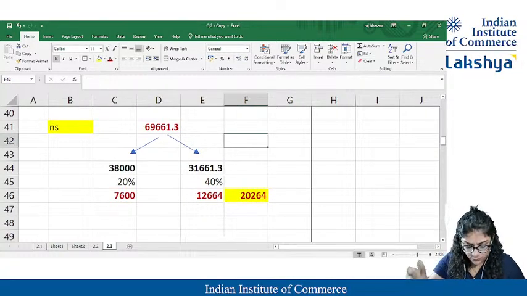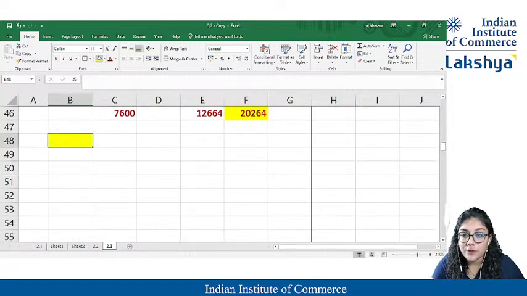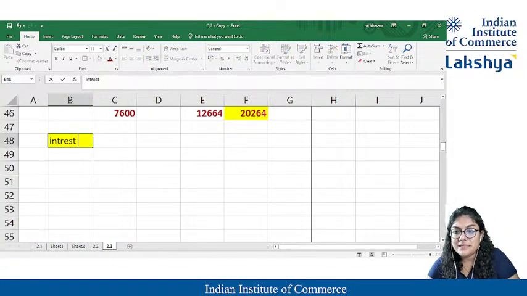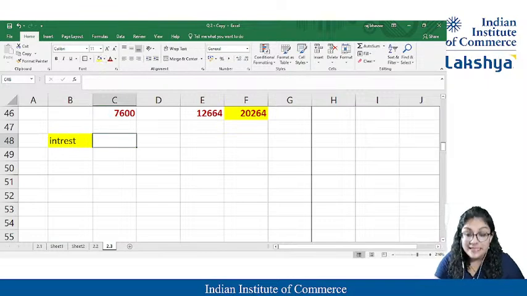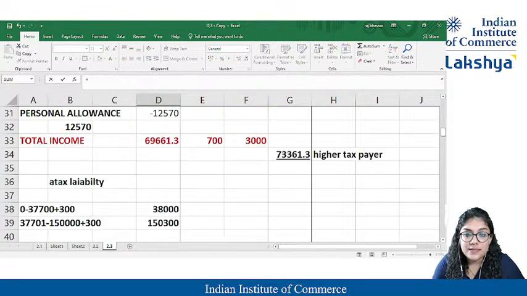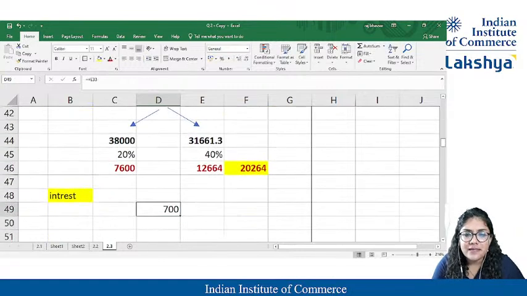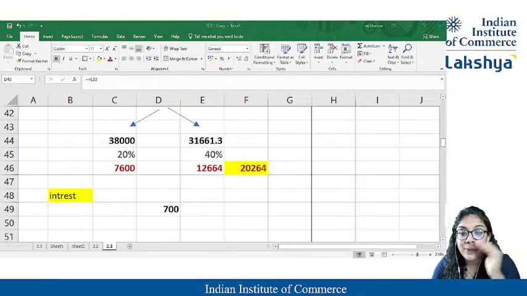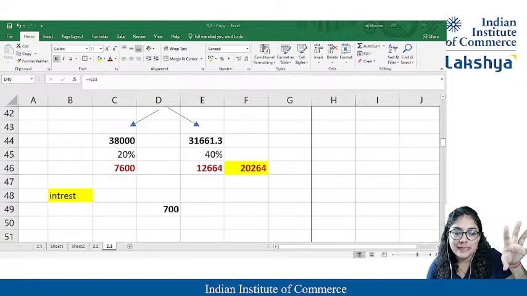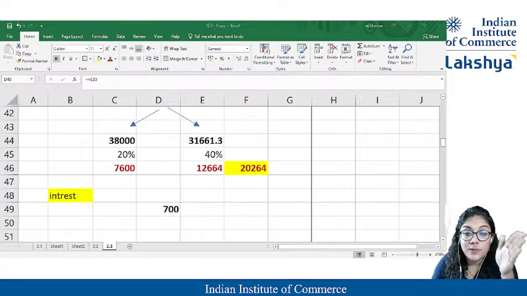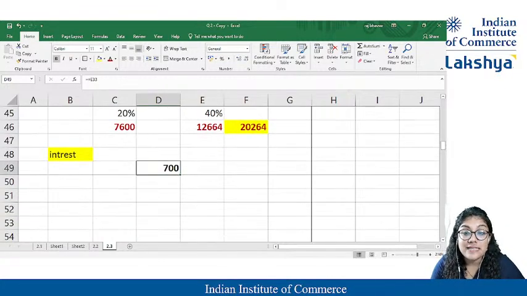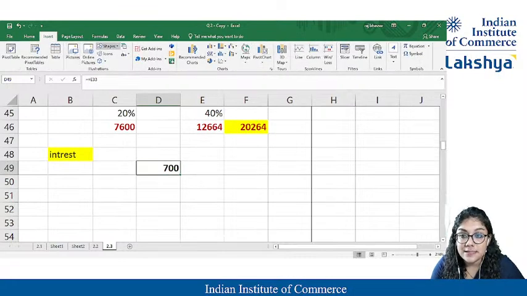When I go further for interest, guys, what am I supposed to show? What is first of all my interest income? If I show it, it's just 700. My savings income is 700. Students, is it higher than 500? You remember NRB? If it is NRB, then only if it is more than 500 are you supposed to pay tax of 40%. Up till the first 500, it is exempt.